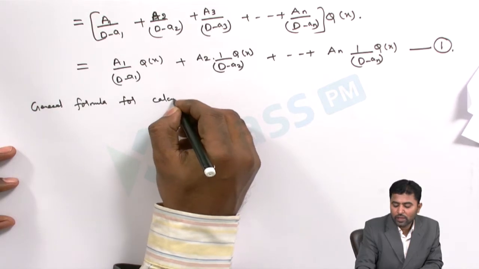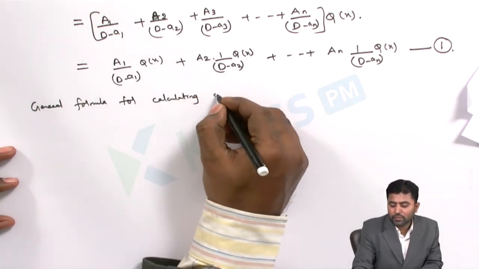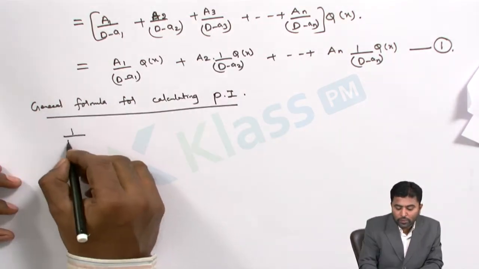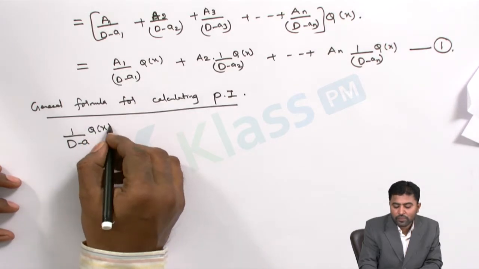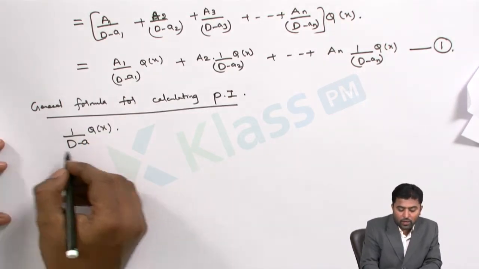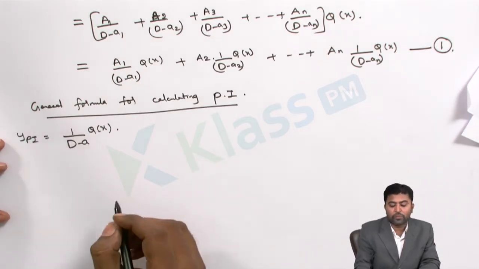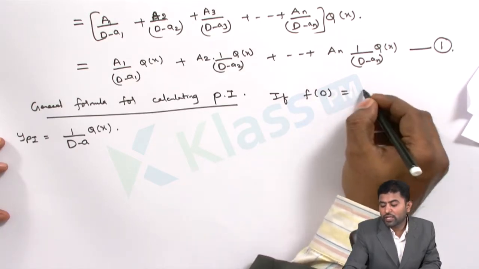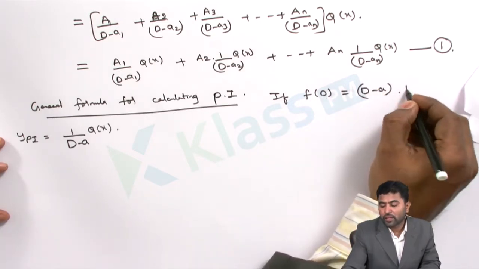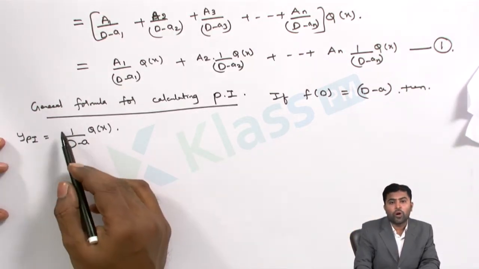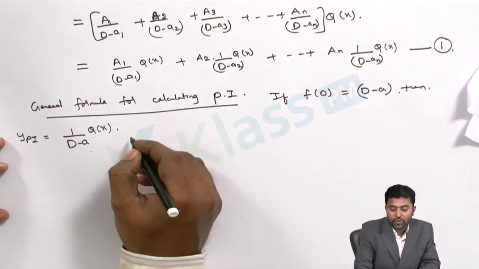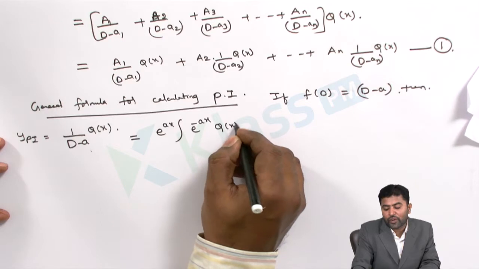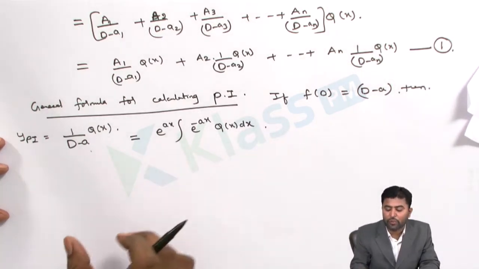Alright? General formula for calculating the particular integral, 1 by D minus a, Q of x. y_PI is equal to 1 by D minus a into Q of x. If f of D is of the form D minus a, then y_PI is equal to 1 by D minus a into Q of x, which is equal to e power ax times the integration of e power minus ax into Q of x dx. How are we getting this formula?